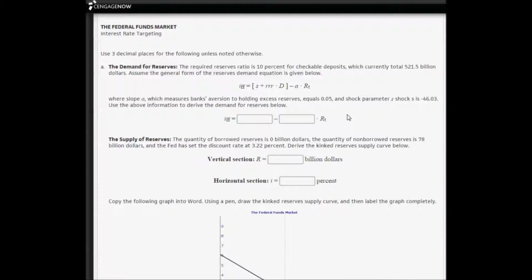In question 4, we're going to build the federal funds market and then show how the Fed targets interest rates. The numbers for the demand curve and the numbers for the supply curve have all been copied and pasted into Excel.